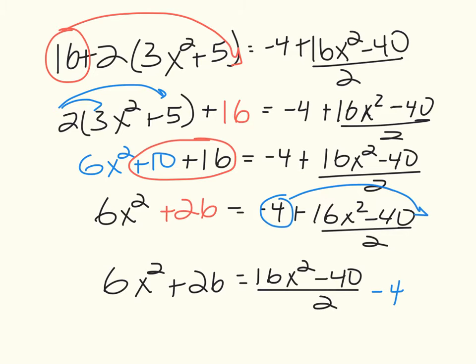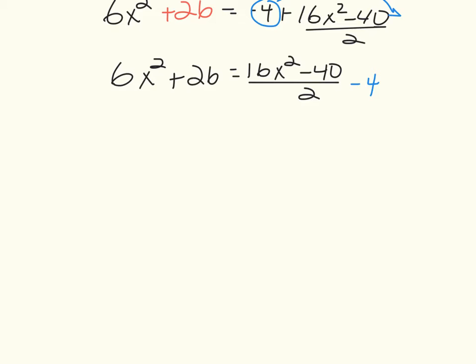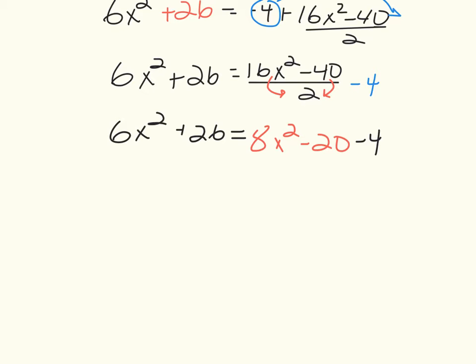I'm running out of space, so I'm going to scroll down, and let's keep going. Right here, I've just got division. I've got to divide by 2. 16x to the power of 2 divided by 2 is 8x to the power of 2. Negative 40 divided by 2 is negative 20. My negative 4 will just come on down, along with the equals 26 and the 6x to the power of 2. Right here, I can combine like terms. Negative 20 minus 4 is negative 24, and everything else will come on down exactly the way it is.